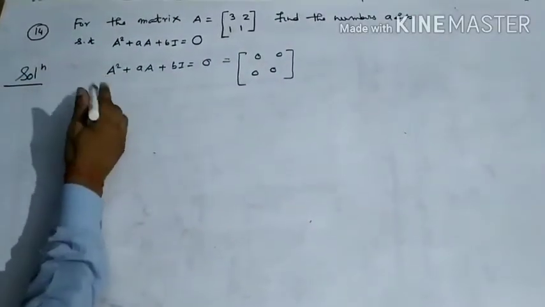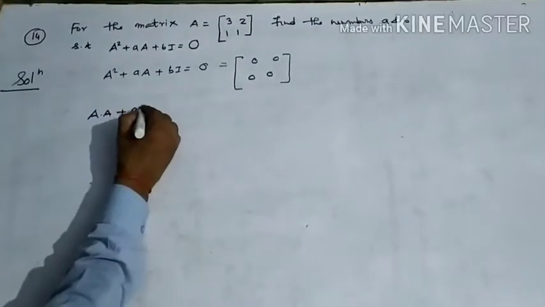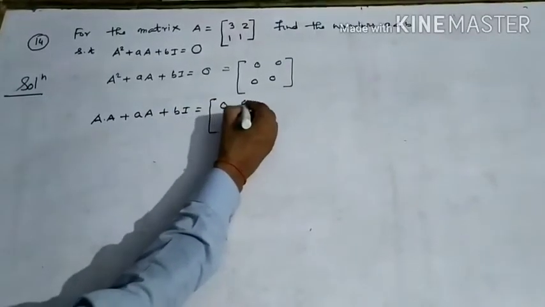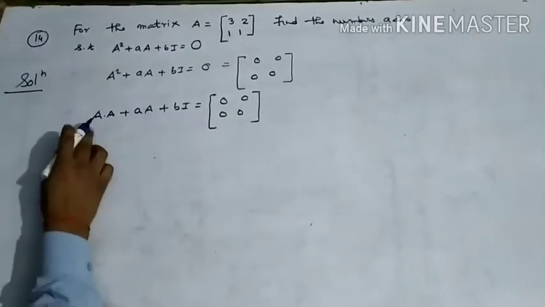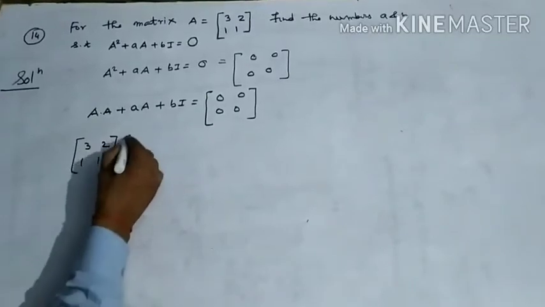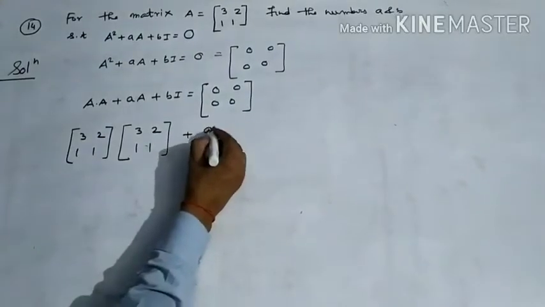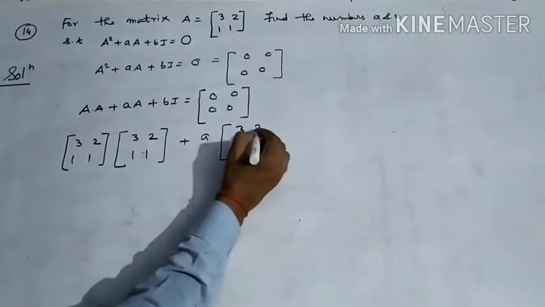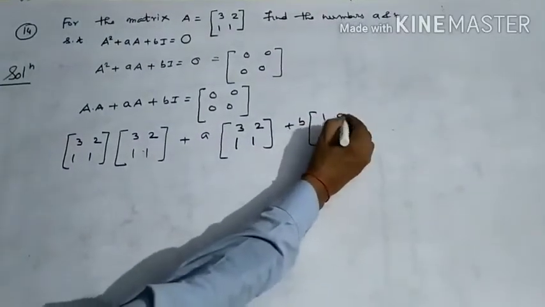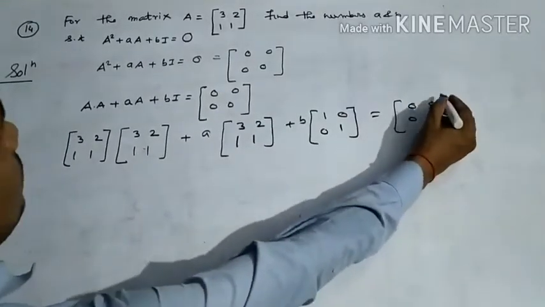Now this is A into A plus aA plus bI, equal to 0 0 0 0. Now A is given as 3 2 1 1, then again we are going to write 3 2 1 1, and plus a times 3 2 1 1, and then here plus b times the identity matrix of order 2, which is 1 0 0 1, and then inside 0, this is the zero matrix.